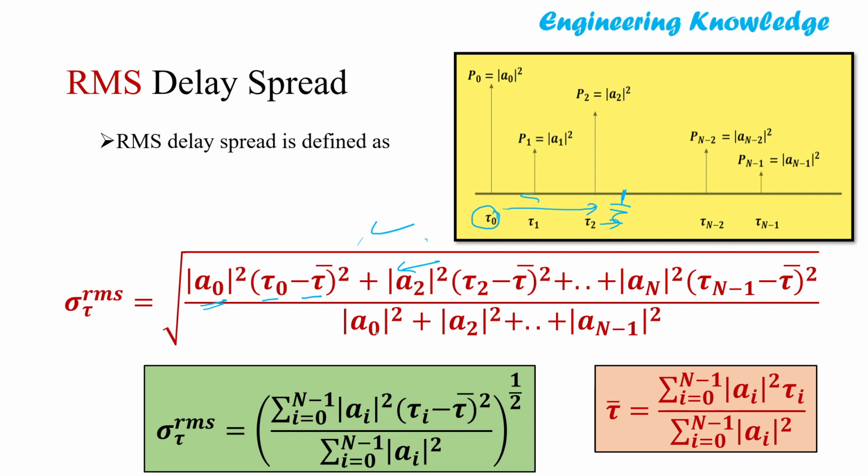In the denominator we still have the summations, and since it is an RMS value, it is basically the root mean square value, which means the square root of the variance. So we'll take the variance, and therefore in closed form expression sigma tau RMS is the square root of the summation i equal to 0 to n minus 1 of |ai|^2 (τi minus τ bar)^2 divided by the summation i equal to 0 to n minus 1 of |ai|^2, where the mean we have already defined, tau bar, as the summation of |ai|^2 τi upon the summation of |ai|^2.